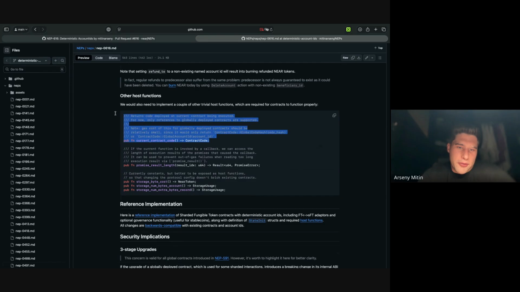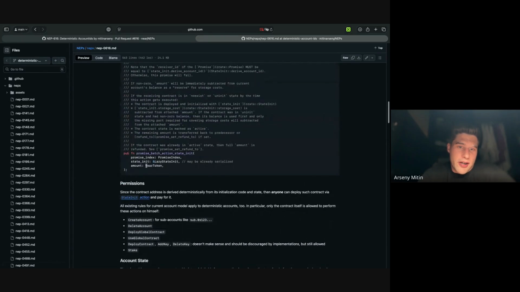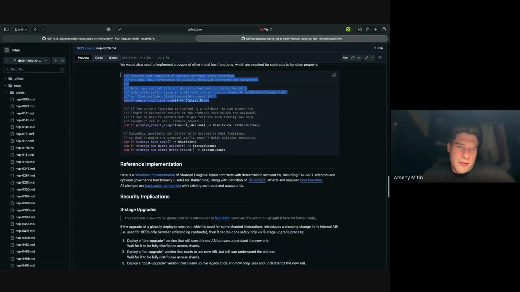Basically, this is the only host function besides the promise action attachment to the promise. This is the main host function we need to be able to query the code of the current contract that is being executed, in order to verify the caller.